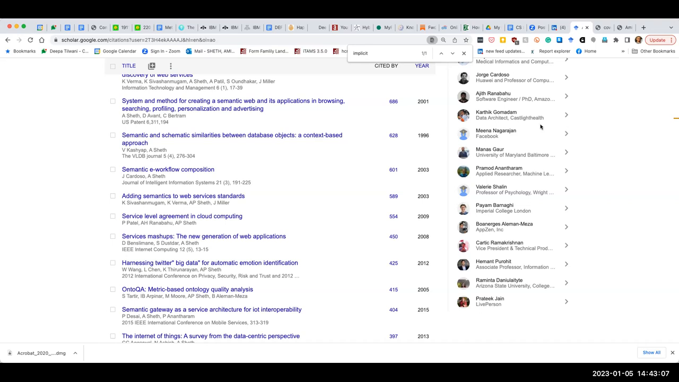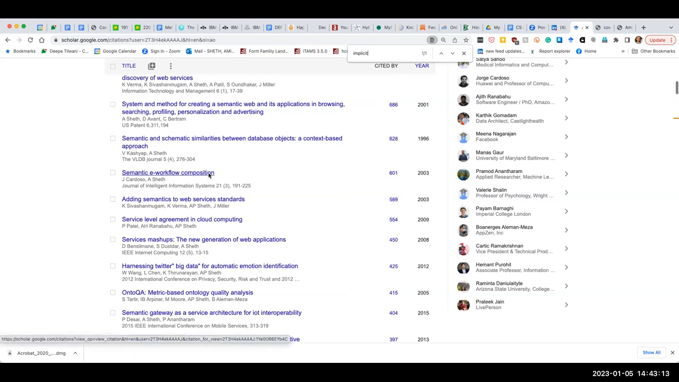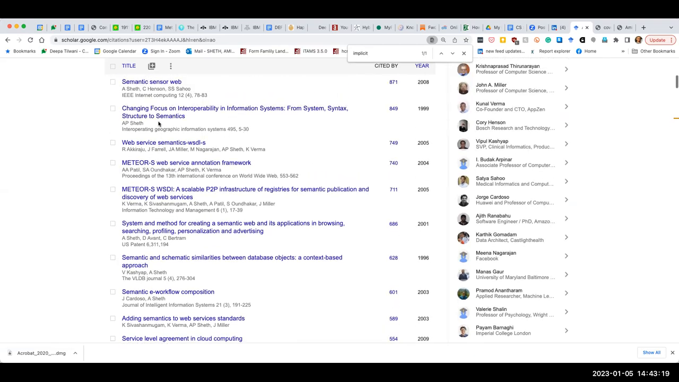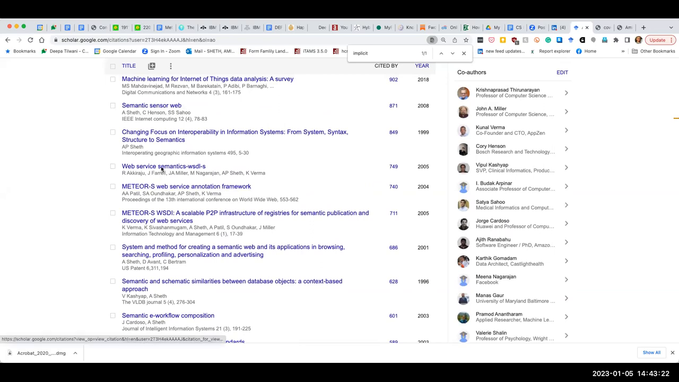So you look at this paper here, semantic e-workflow composition, the 600 citation paper. That's because of the semantic part of it. You look at here, METEOR-S, S is for semantics. You look at this web service semantics, Visual S. So this became the SA-REST visual.